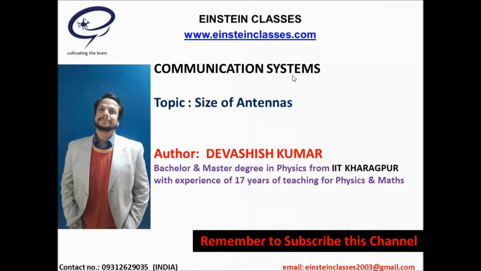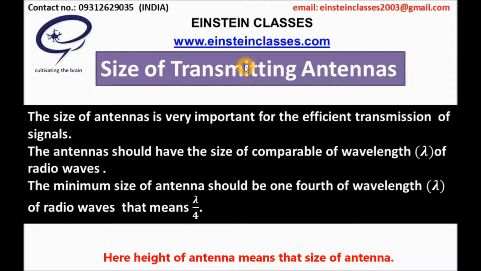In this session of communication system, we are going to discuss the height of antenna. In order to transmit the signal, we need an antenna of correct height. The height of the transmitting antenna depends upon the wavelength of the radio signal which will be transmitted. If the wavelength of the radio signal is lambda, then the minimum height of the transmitting antenna must be 1/4 of the wavelength of the radio signal which will be transmitted.